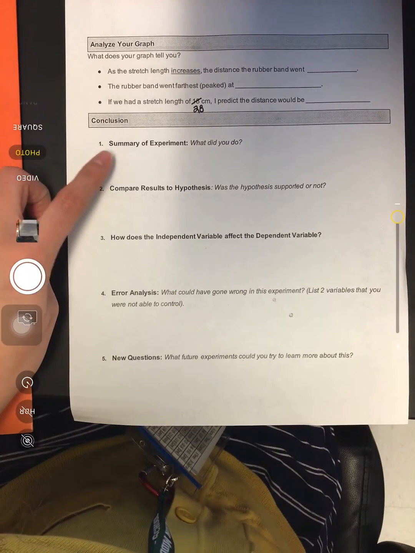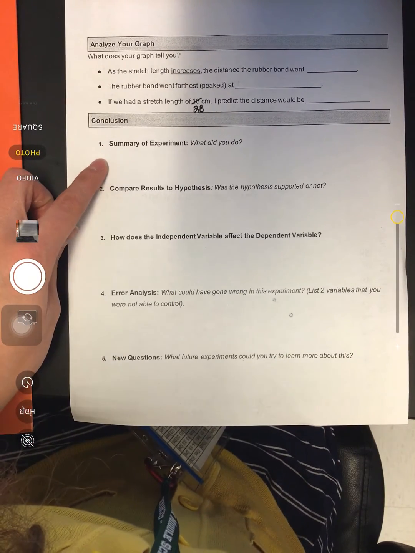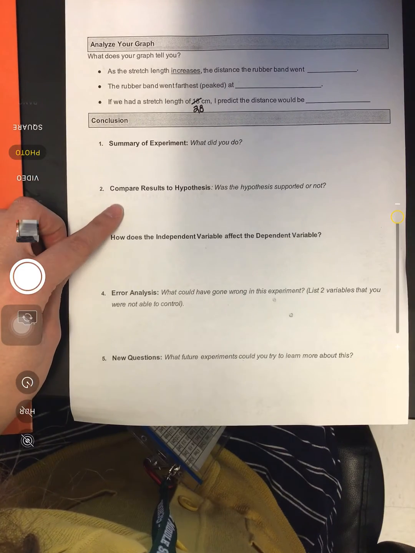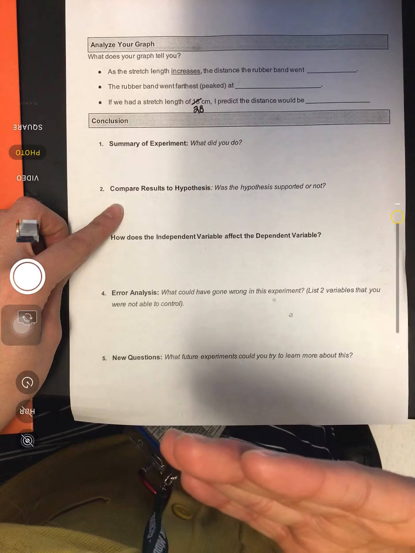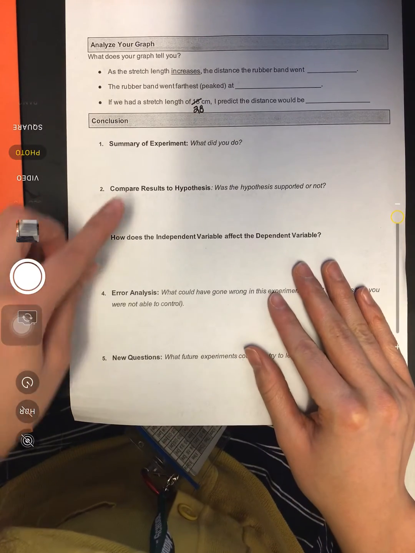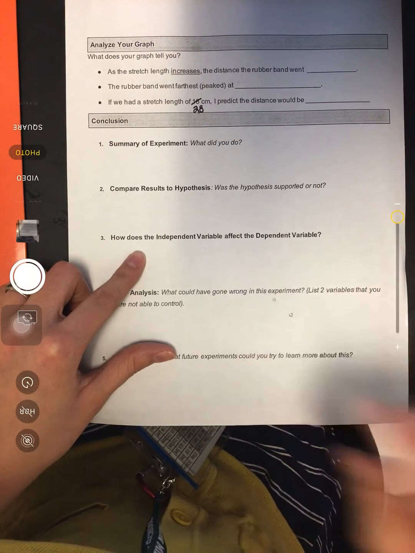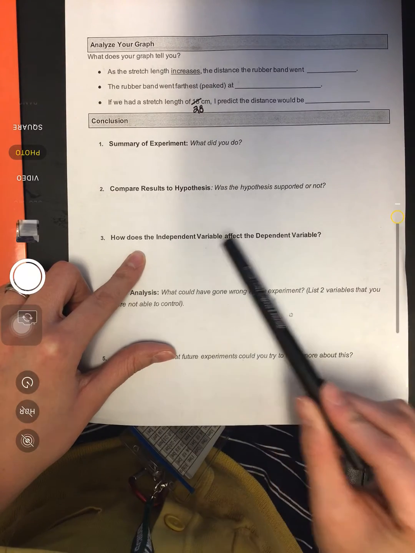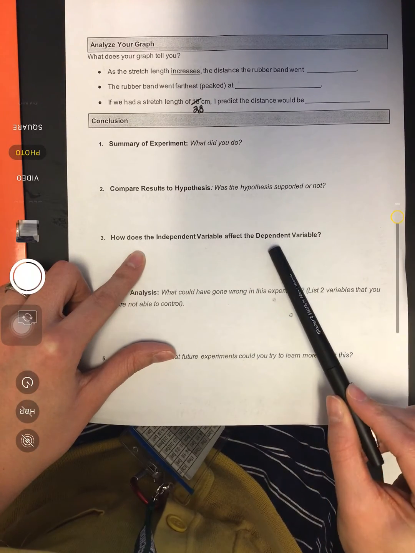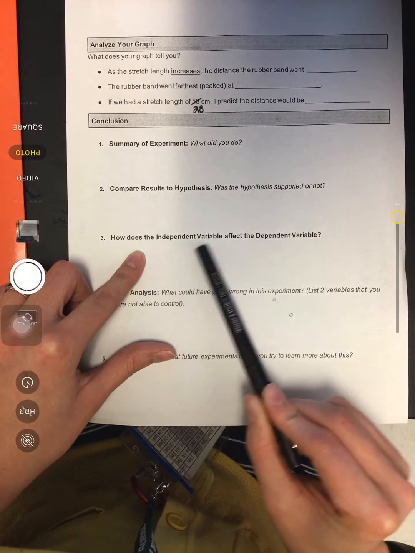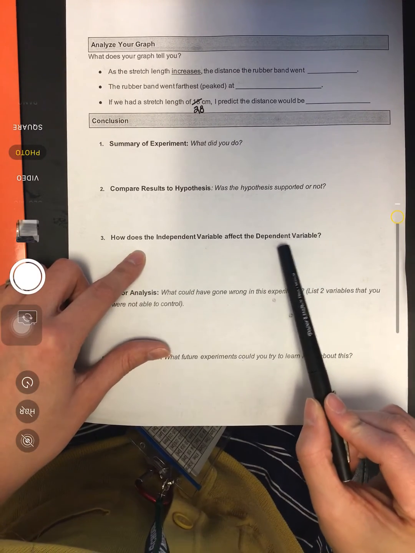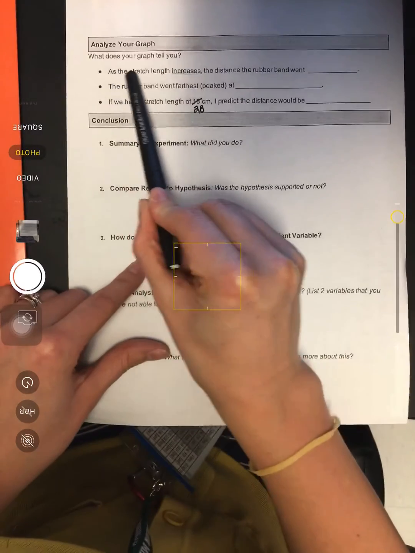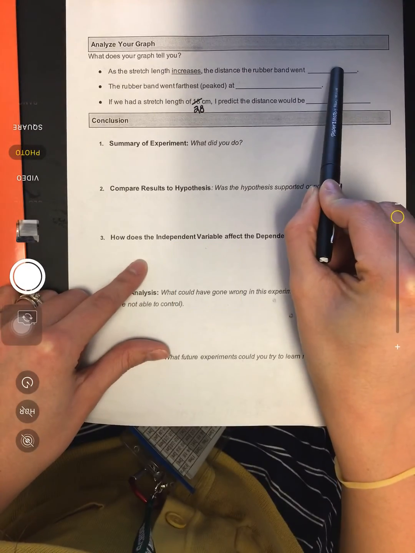We're going to summarize this experiment. What did we do? Then we're going to compare the results to our hypothesis. Remember what we hypothesized would happen when we changed the stretch length, what actually happened. We'll identify how the independent variable affects the dependent variable. As the independent variable goes up, what happens to the dependent variable? This is going to be very similar to your answer to this first bullet point.